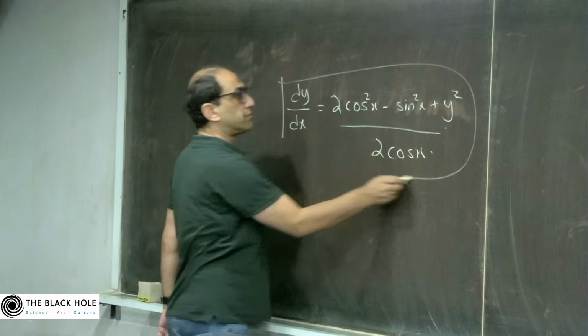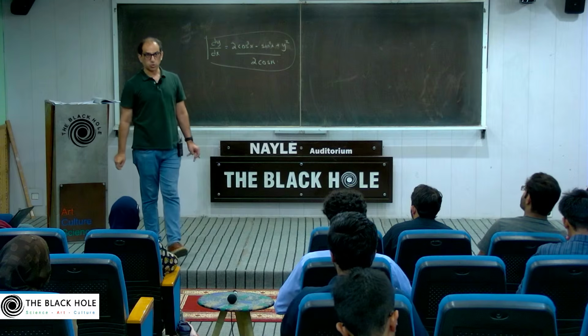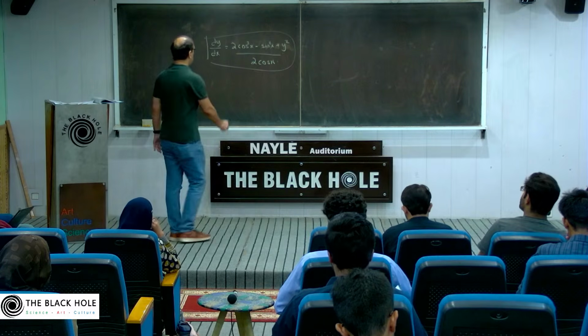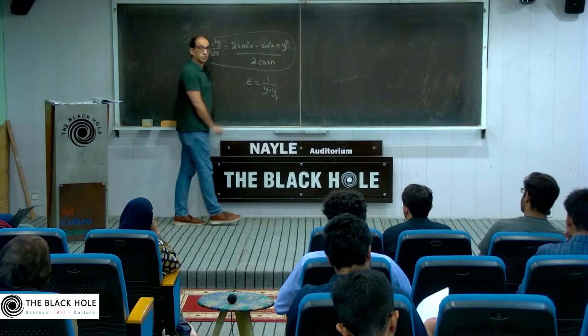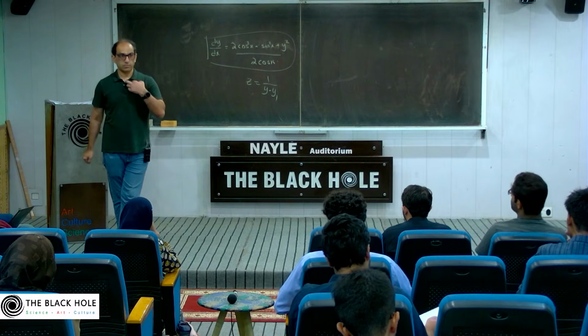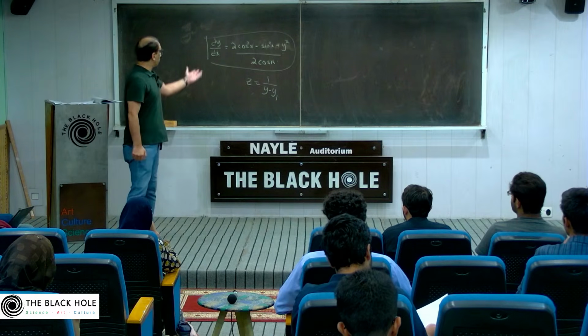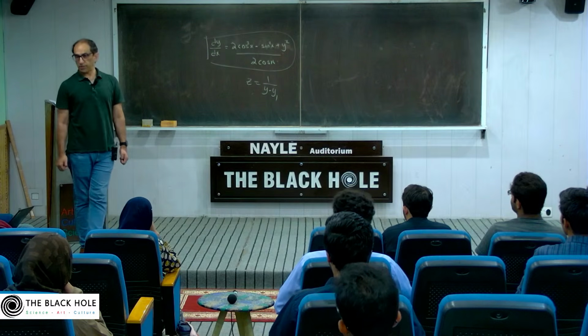And anybody can guess what is the one solution, because unless you know one solution, you can't find the solution to this problem, because this is the transformation that I need to use to solve it. Kyunchi, what do you think? What is one solution by inspection?